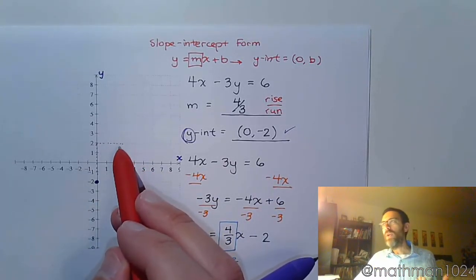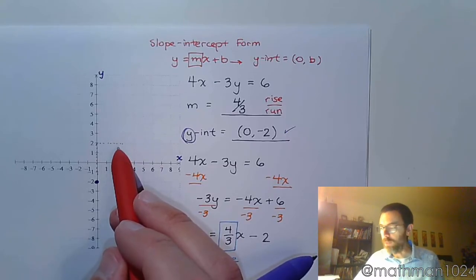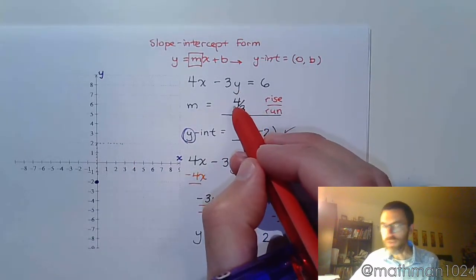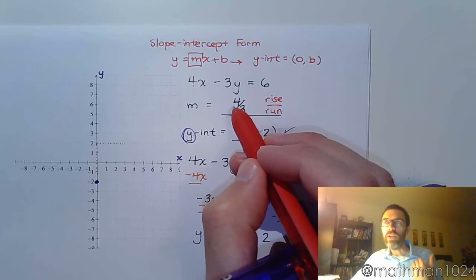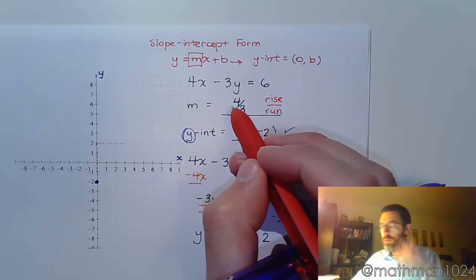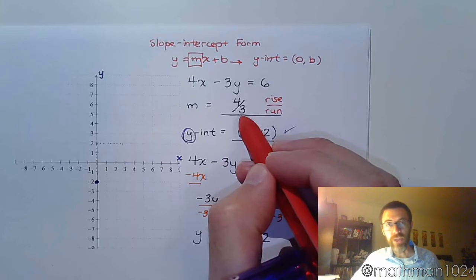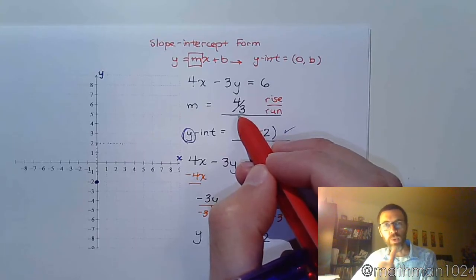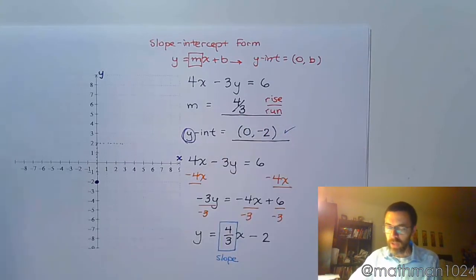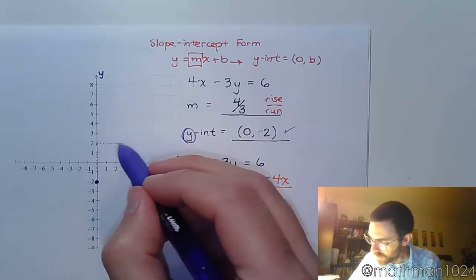And you might say, how do you know if you go up or down or left or right? Well, I look at this as a positive 4. So positive rise means going up. I look at the denominator, say it's a positive 3. So positive run is going to the right. So I go up 4 and to the right 3.